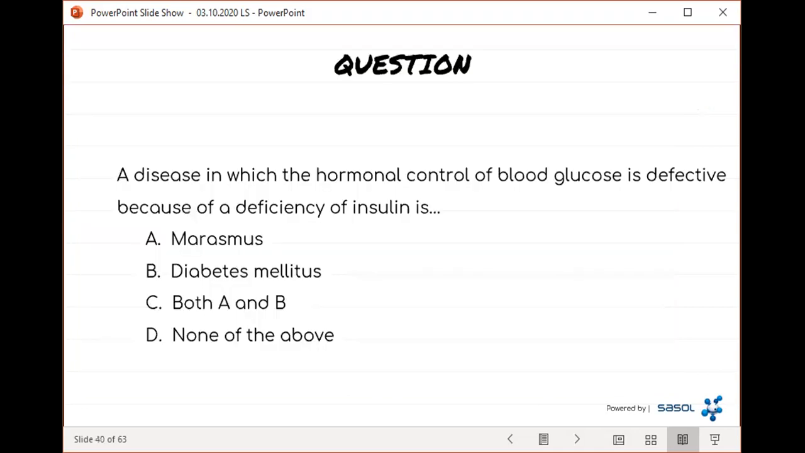We have a question. A disease in which the hormonal control of blood glucose is defective because of a deficiency of insulin is A, marasmus, B, diabetes mellitus, C, both A and B, or D, none of the above? And this question is fairly easy. It would be B, diabetes mellitus. And you could just answer this question with your grade 11 knowledge.